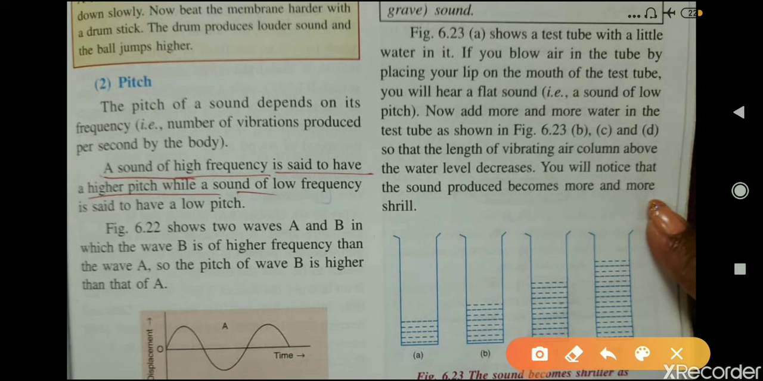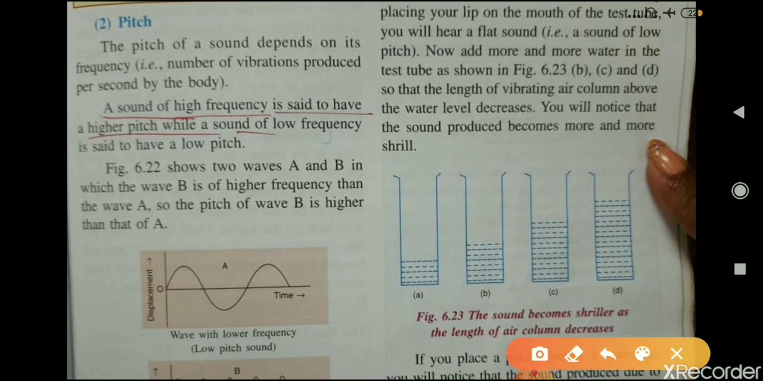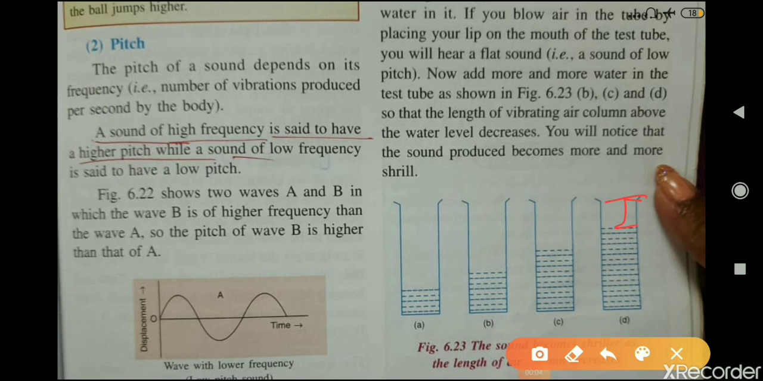Now add more water in the test tube, as you can see here in figures B, C and D, so that the length of the vibrating air column above the water level decreases. Here the vibrating air column is more as compared to test tube B. Here it becomes less, and here the least. As the length decreases, more vibrations are produced, therefore a high frequency sound is produced, and the higher the frequency, the higher the pitch, and the shriller the sound.